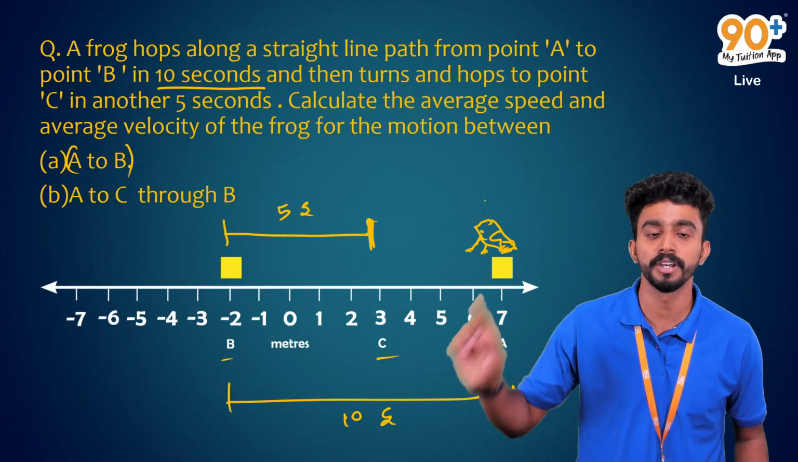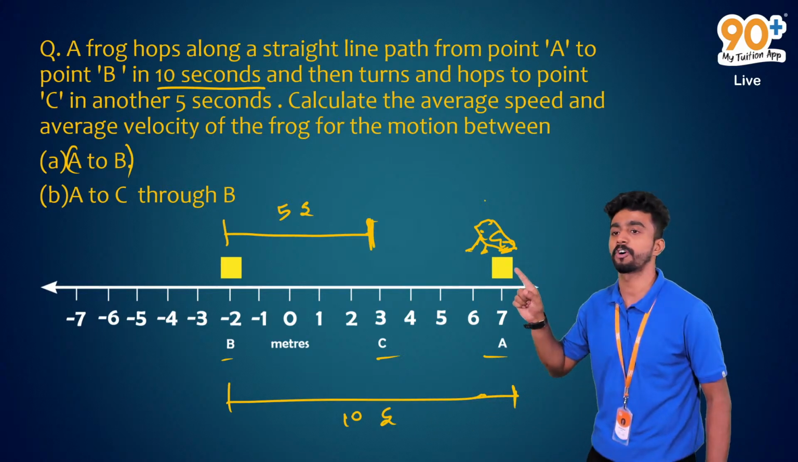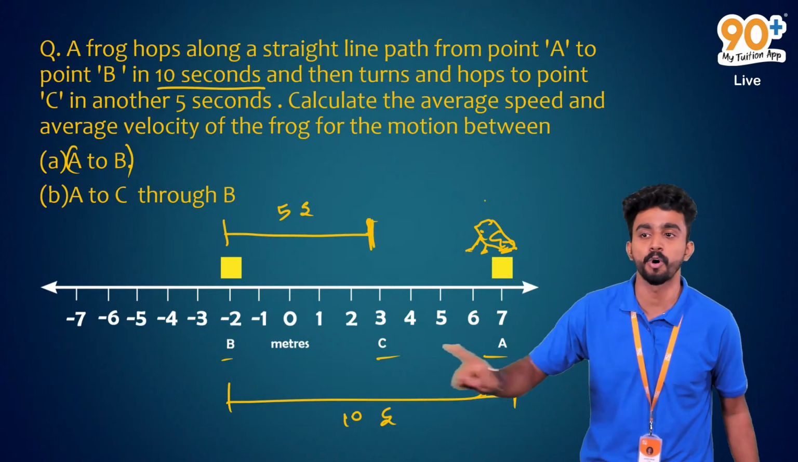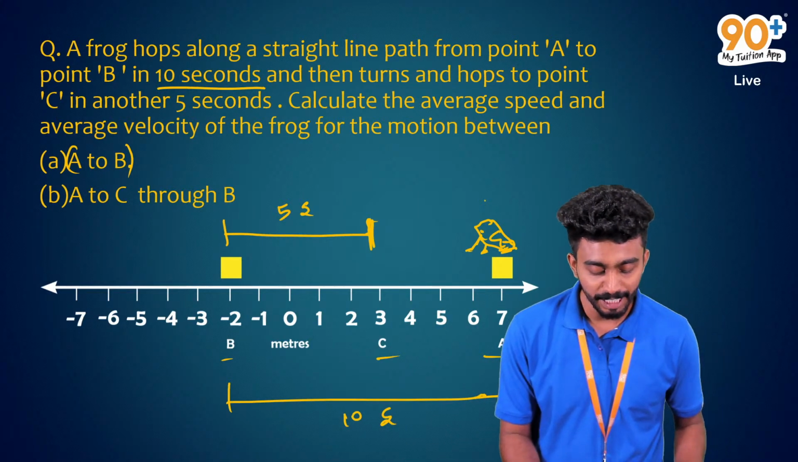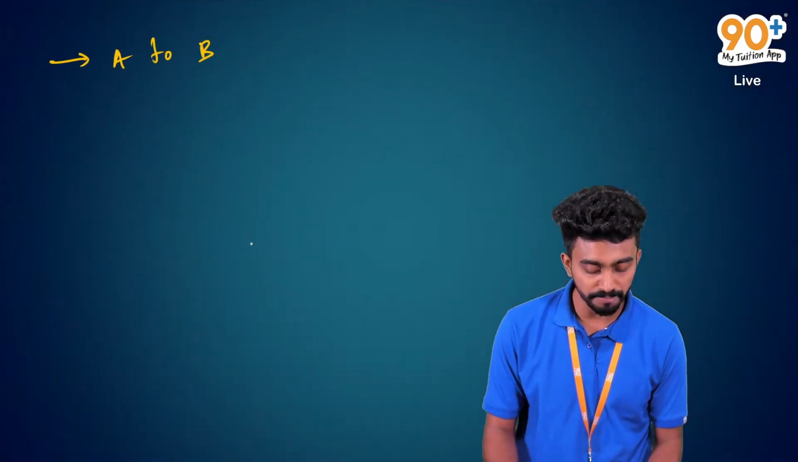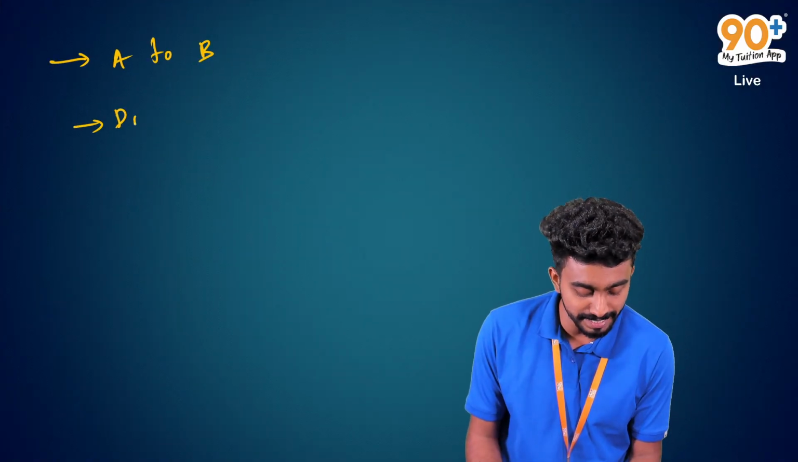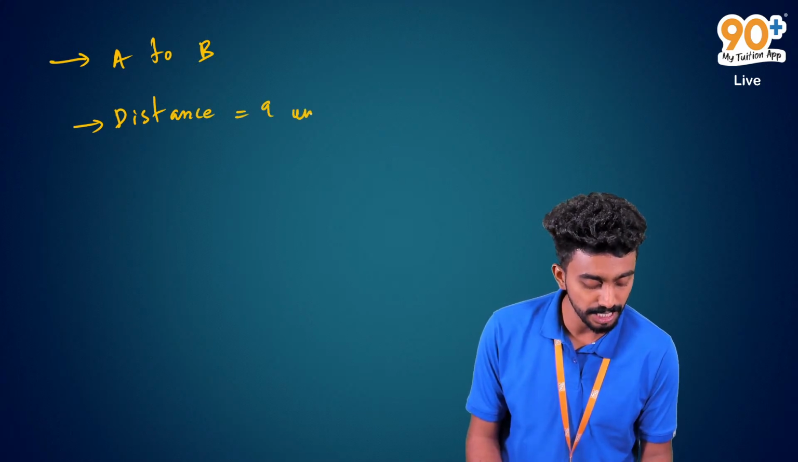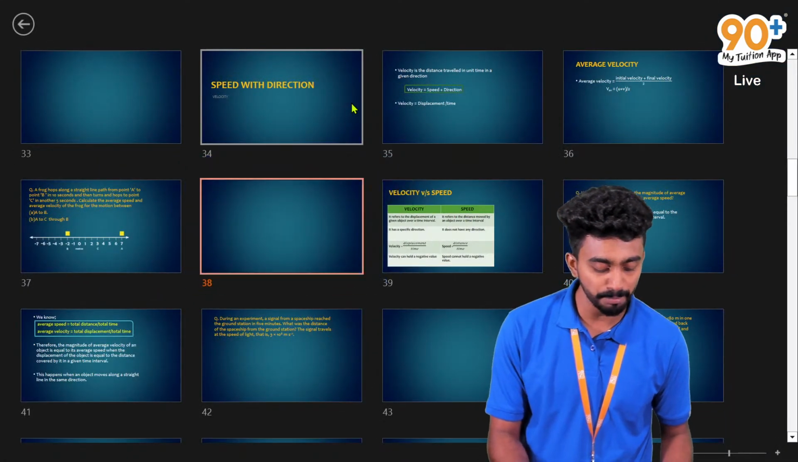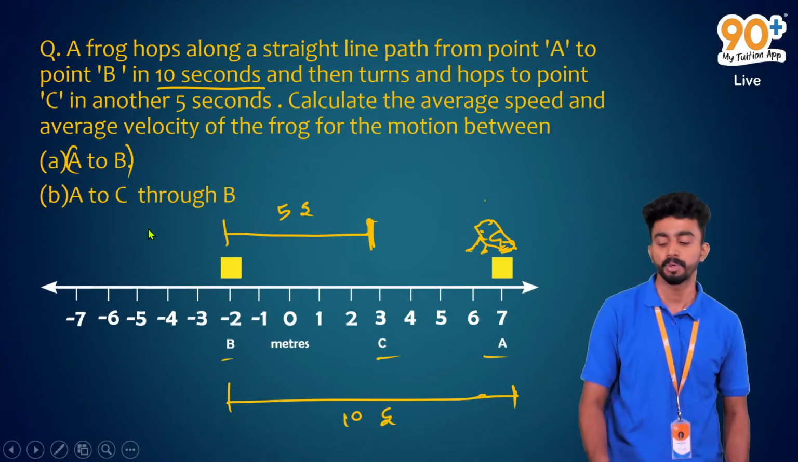Anyways, so what you have to do? Please do focus on frogs over here. So the frog is hopping over here from A to B. So the distance from A to B. With respect to the first case, we have seen that the distance is equal to 9 units. And the time taken for it, who will be answering me, is given in the question itself.